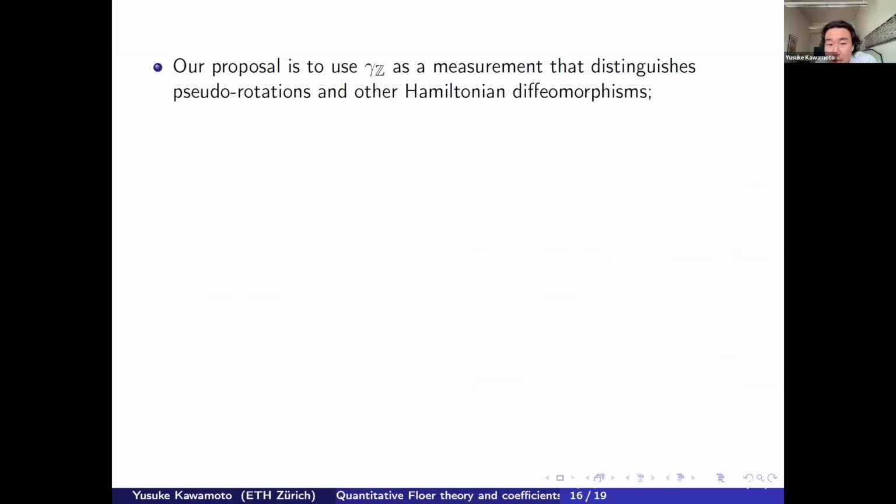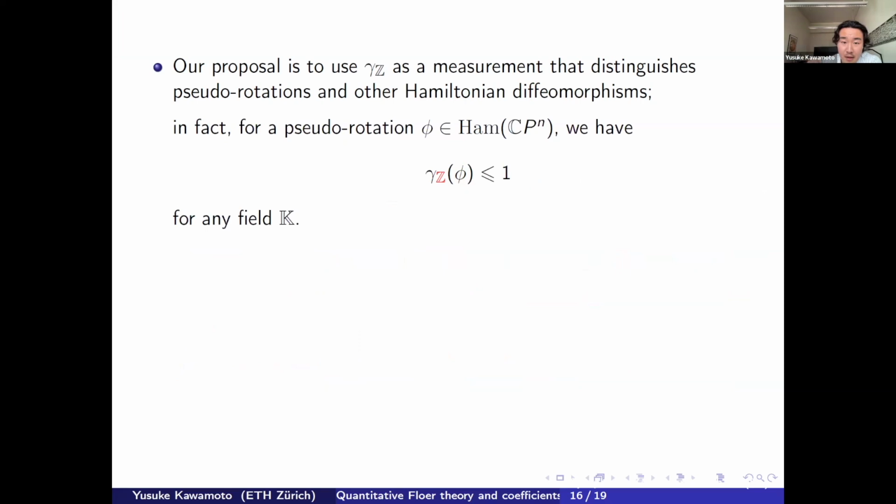And our proposal is to use gamma z as a measurement to distinguish pseudorotations and the other Hamiltonian diffeomorphisms. So in fact, for a pseudorotation phi, the value of gamma z remains small. It's less than 1, and I spot a mistake in my slide. For any field doesn't mean anything there. Please ignore that part.